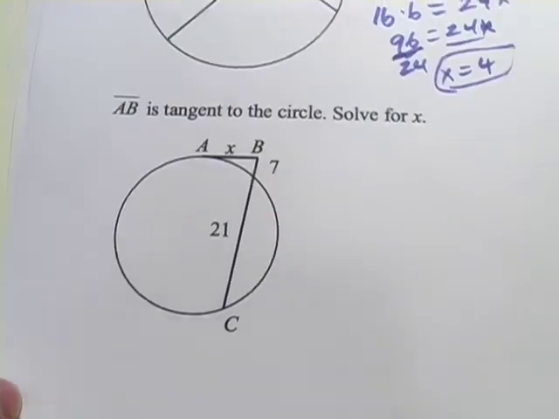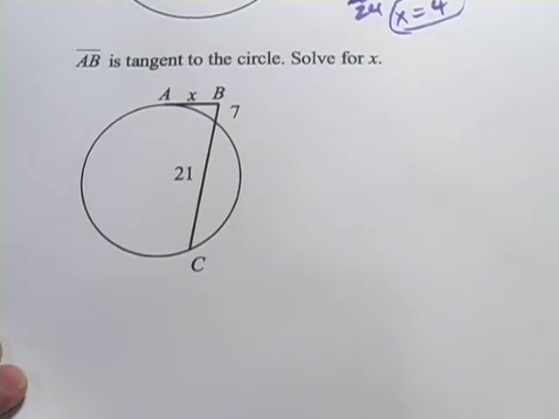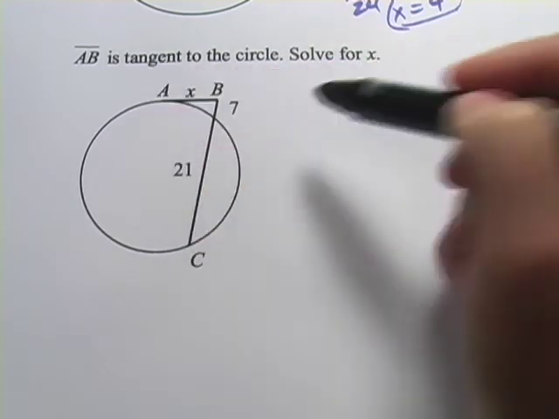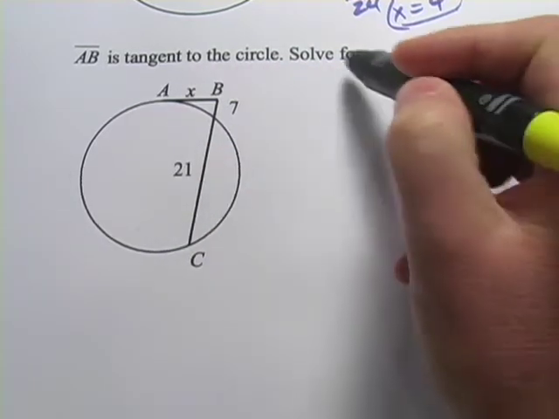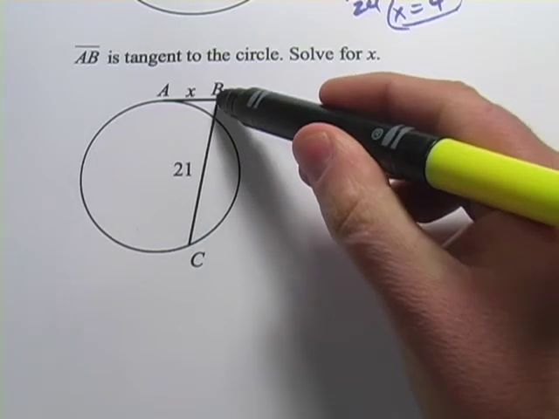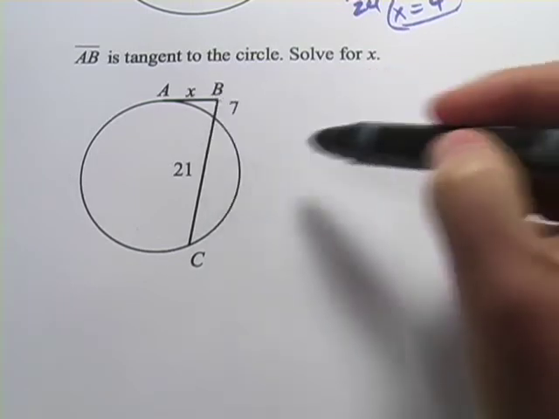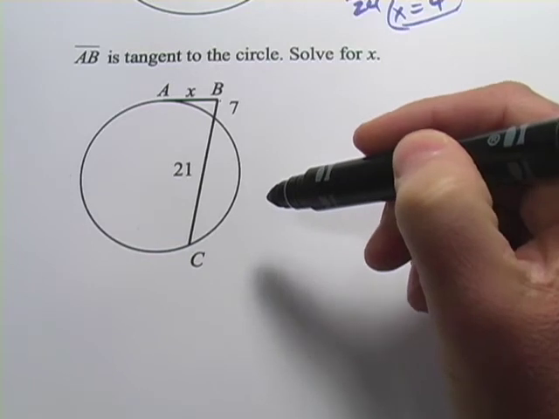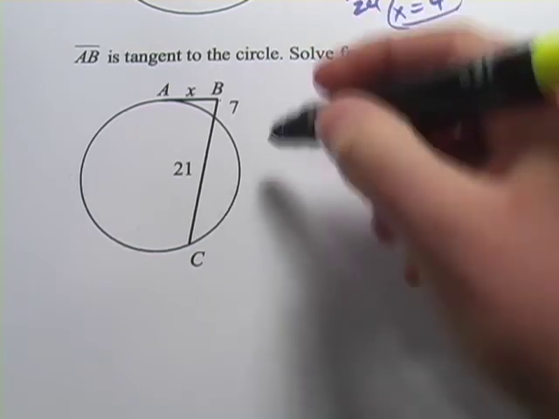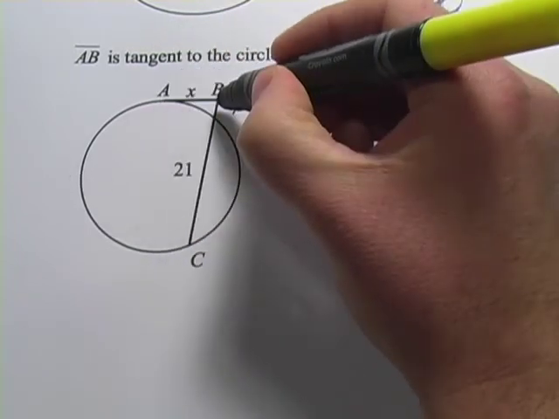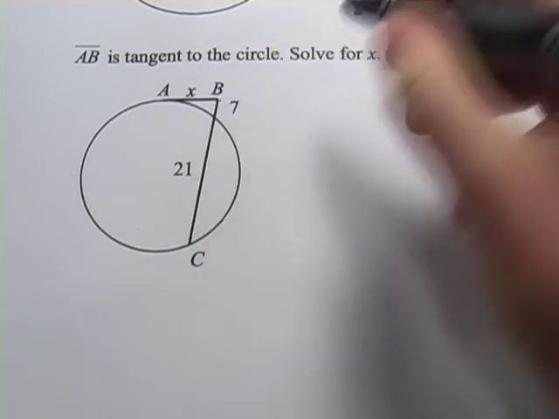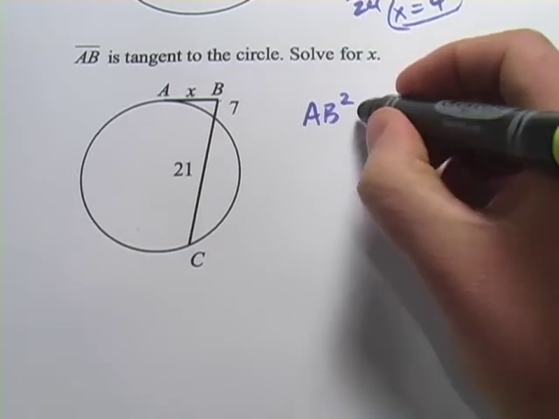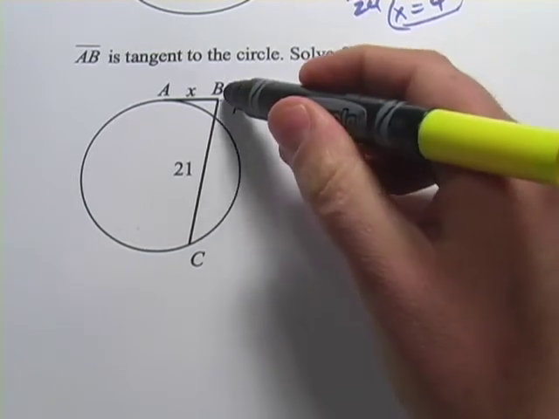Let's look at another type of problem. Here we have something a little bit different. We have a tangent to the circle. They're telling us AB is tangent to the circle of length x. And then we have it sharing a point outside the circle with a secant. And when you have this set up, what happens is that the length of the tangent portion here squared, so AB squared, is going to equal this chunk.